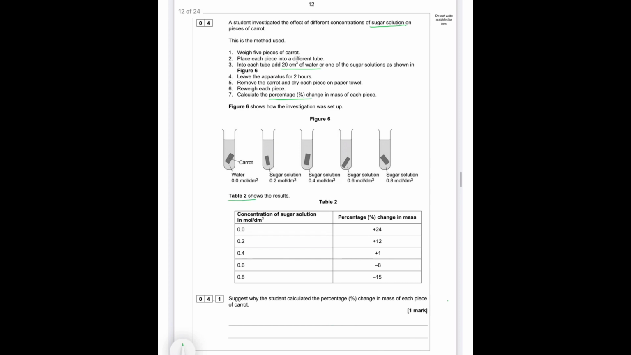So we have our results table, and our first question is: suggest why the student calculated the percentage mass change of each piece of carrot. So our answer to that question would be because the pieces of carrot were not all the same mass at the start.